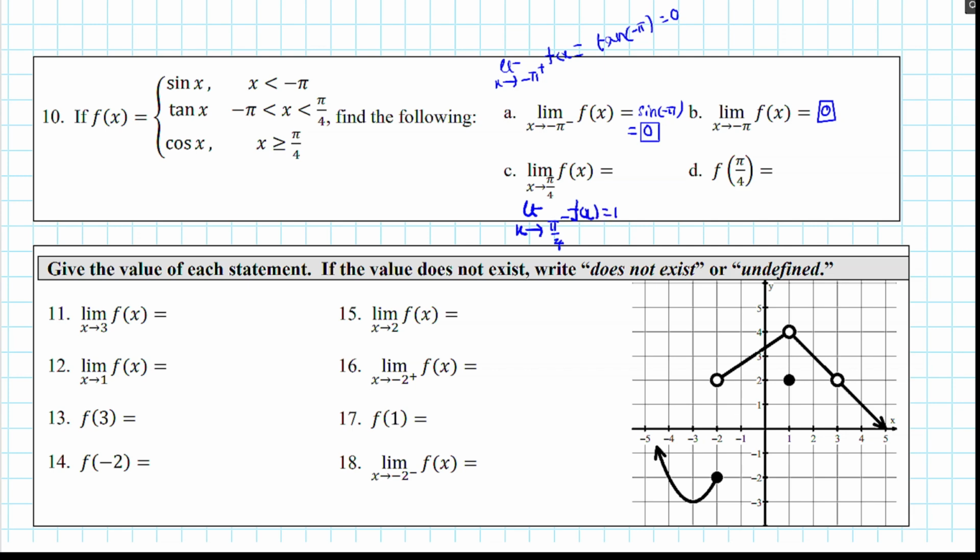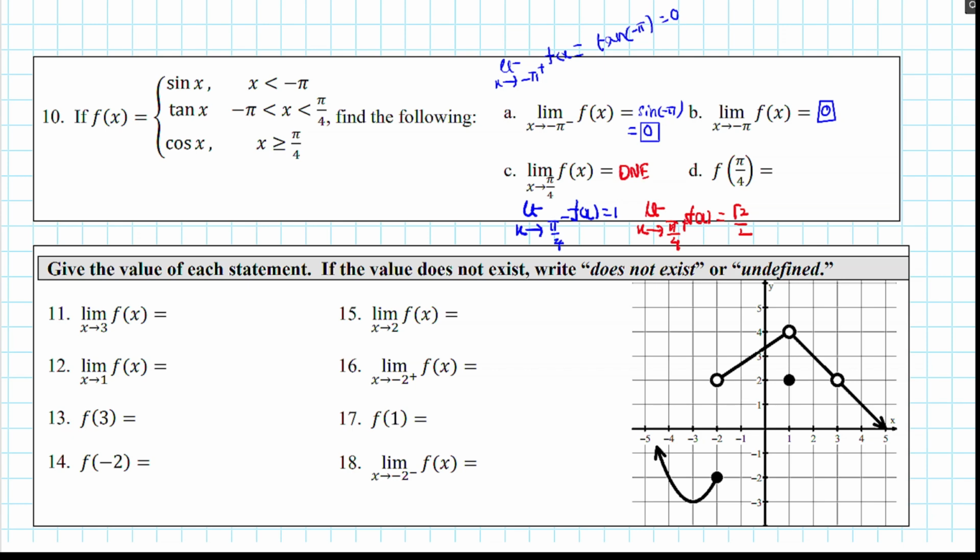And the right hand limit is the limit as x approaches pi over 4 from the right side, where the function is defined as cos x. So the limit as x approaches pi over 4 from the right side of f of x is equal to cos pi over 4, that is root 2 over 2. Since the two limits are not equal, the limit does not exist.